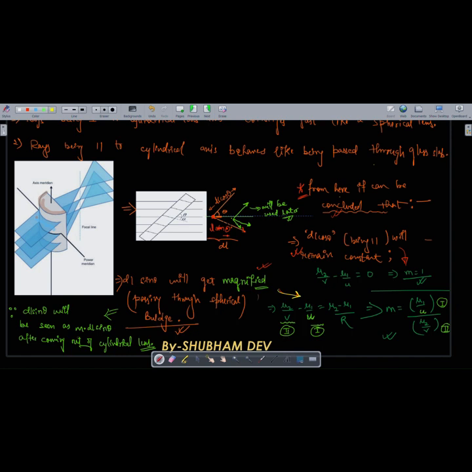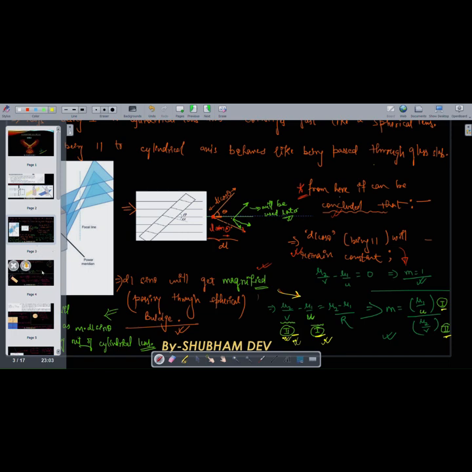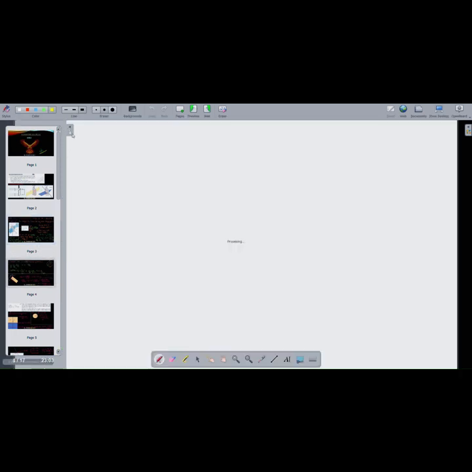Please remember this carefully. For the magnification, we wrote first divided by second. The first is mu 1 by u, and the second is mu 2 by v. Let us now move on further.